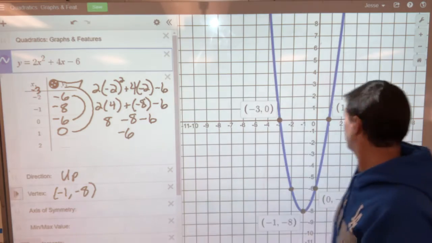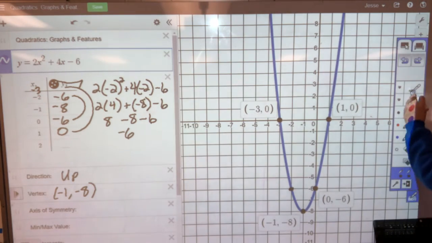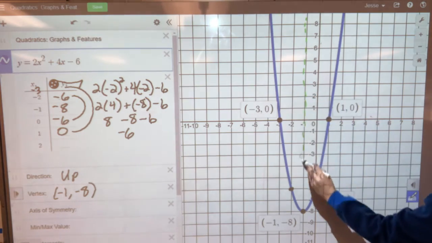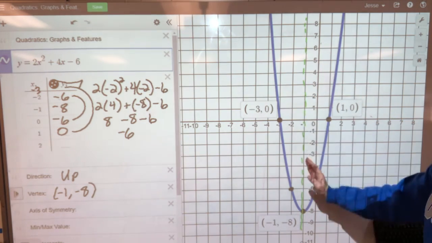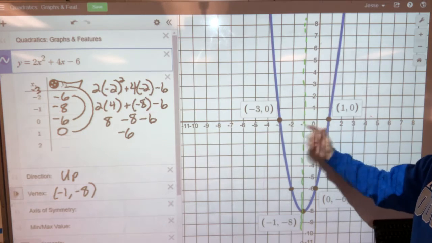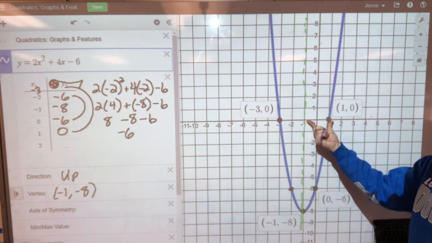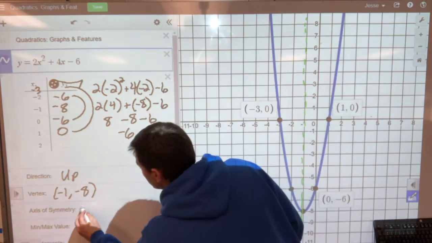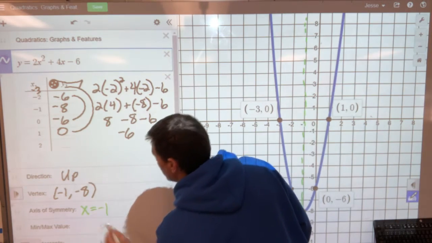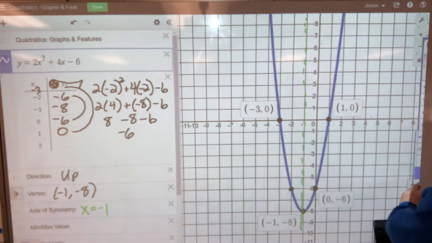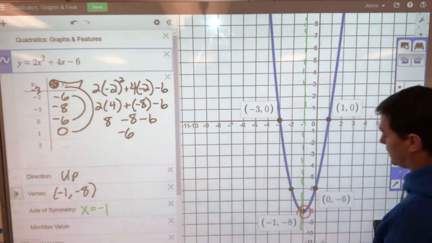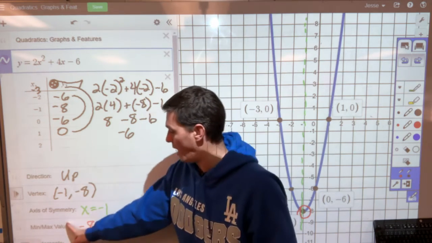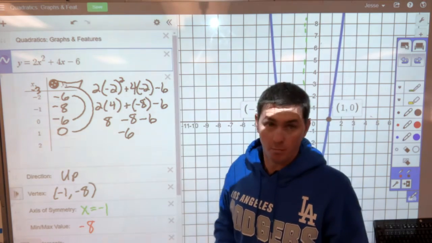The axis of symmetry is the line that goes right down the middle. It's not drawn in, but if we were to split this graph in half, it would cut it right down the middle. What happens on the left side happens on the right side. Notice this is 2 units away, so this is 2 units away. So it's right down the middle, and our axis of symmetry is x equals negative 1. Our minimum or maximum value that goes with our vertex, in this case, it is just the negative 8. We're talking about the y value, the maximum or minimum y value.